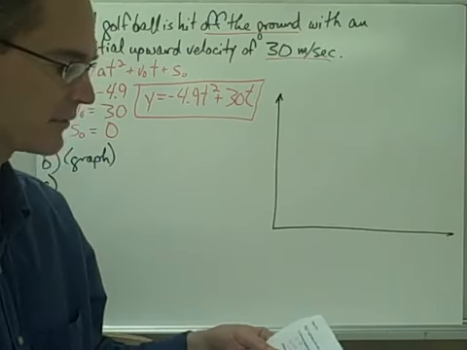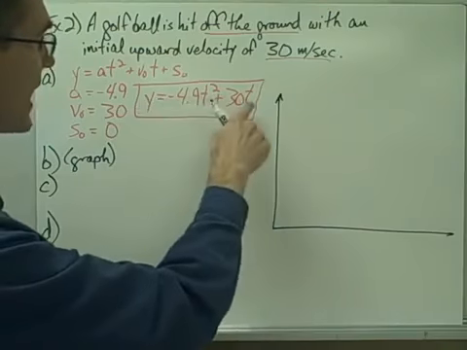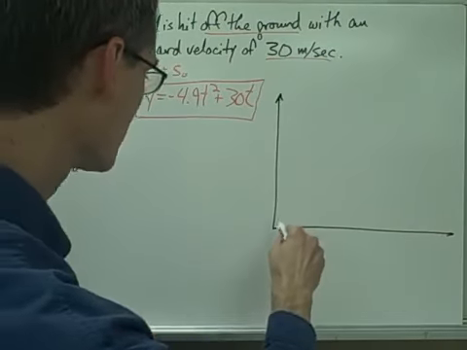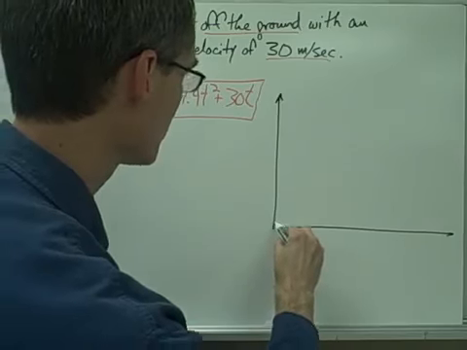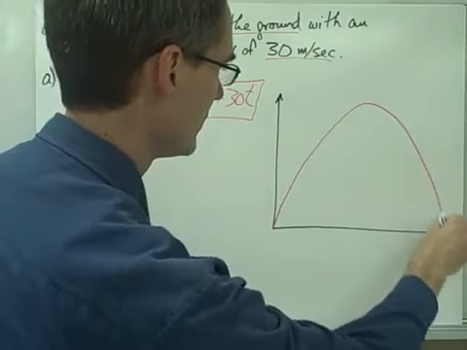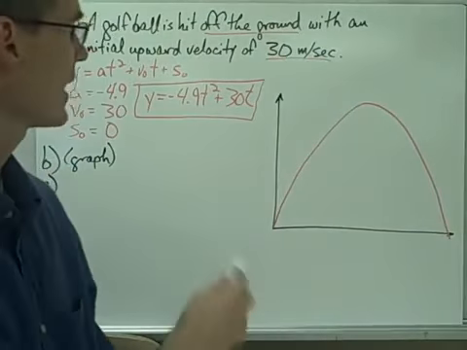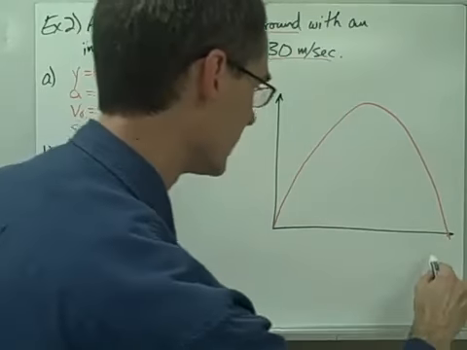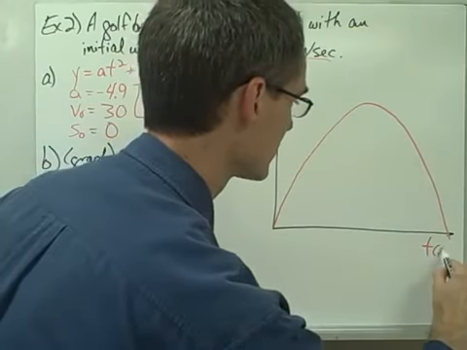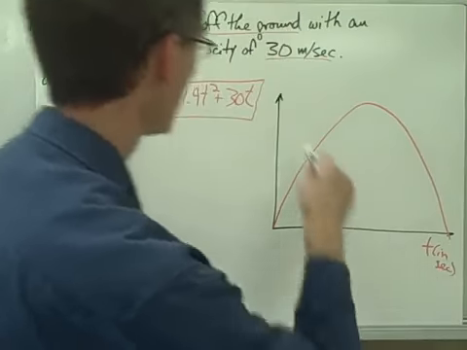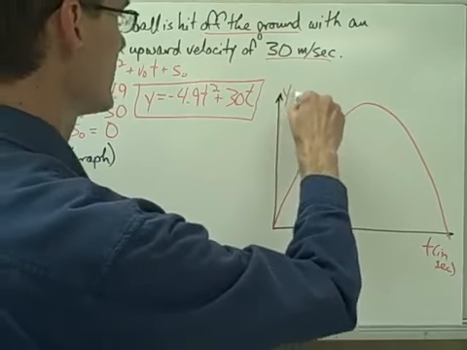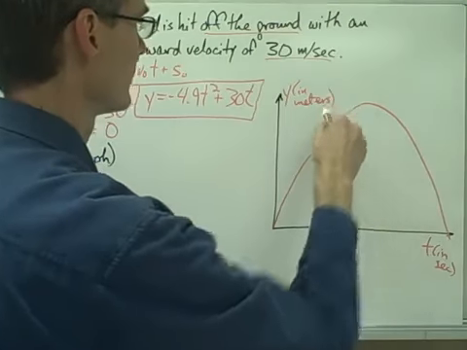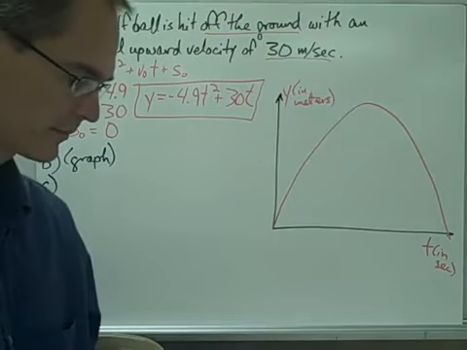Part B, sketch a graph of this quadratic function. Well, now that I've got that equation, I can just plug that into my graphing calculator, and if I do that, I'm going to get a graph that looks something like this, very similar to the graph that I had before. And actually, let me go ahead and fill in, this is t in seconds. And this is, let's say y, and this is in meters. Okay, so there's my graph.